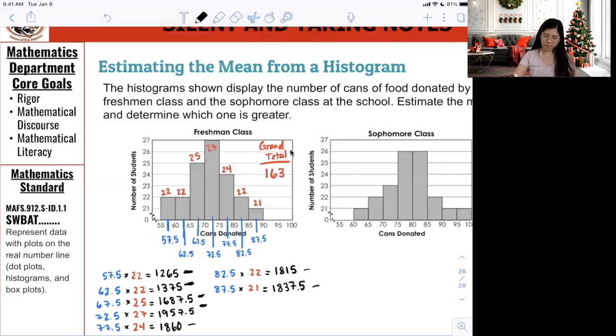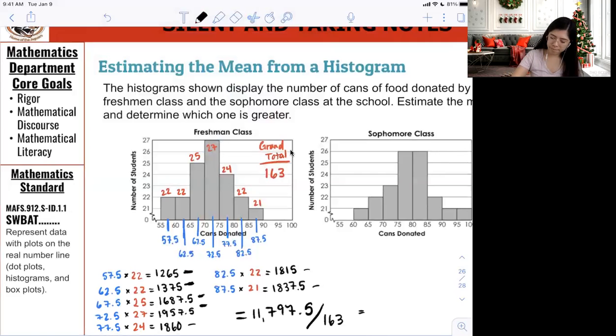11,797.5. I got 11,797.5. Good. So we got the same. We match. Okay, so we get 11,797.5. We're going to divide that by 163. Let me know what you get.